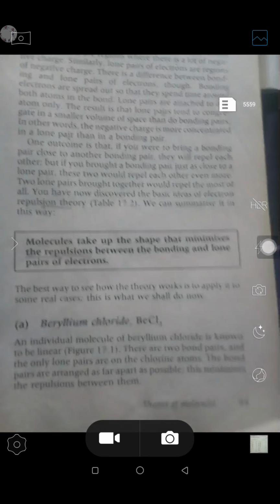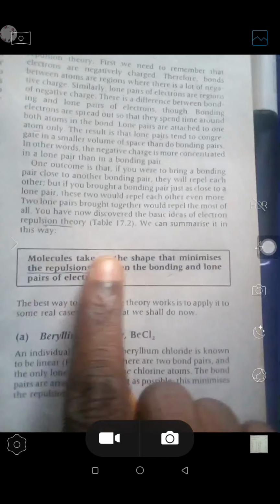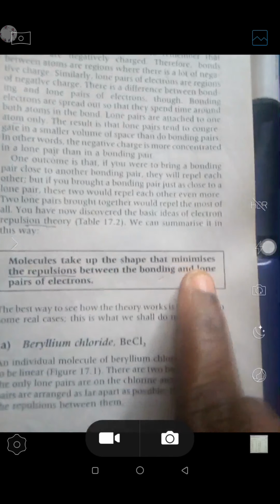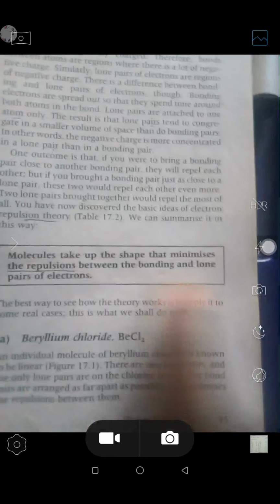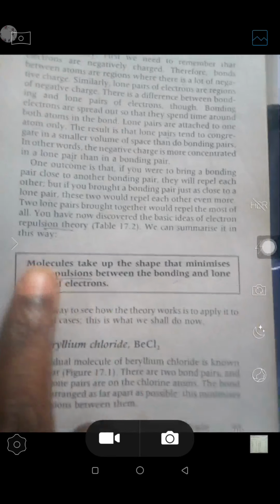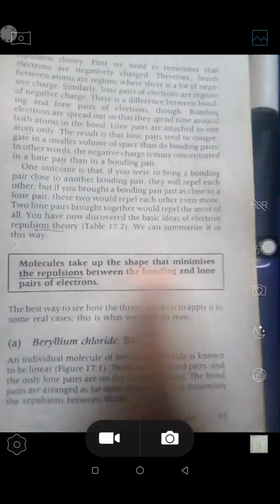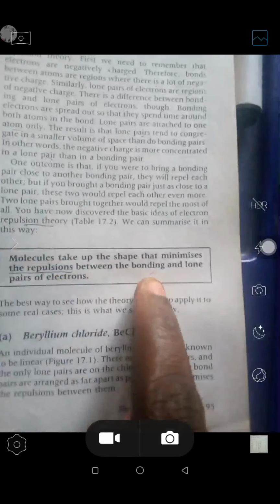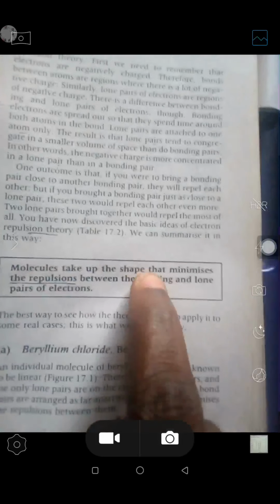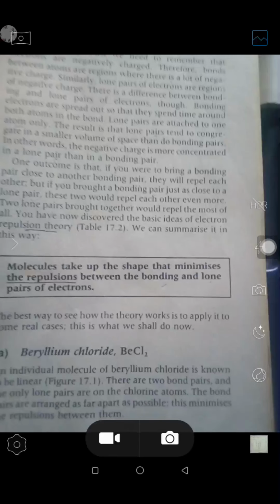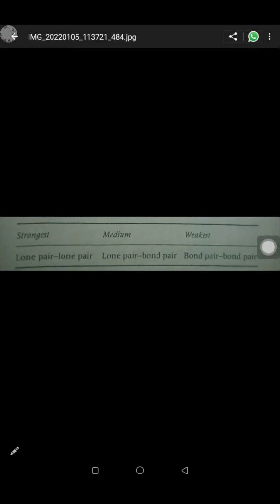Molecules take up the shape that minimizes the repulsion between the bonding and the lone pair of electrons. You will not make sense of this for now, but when we start applying it, that's when you can make sense of it. Now, back to the next point.